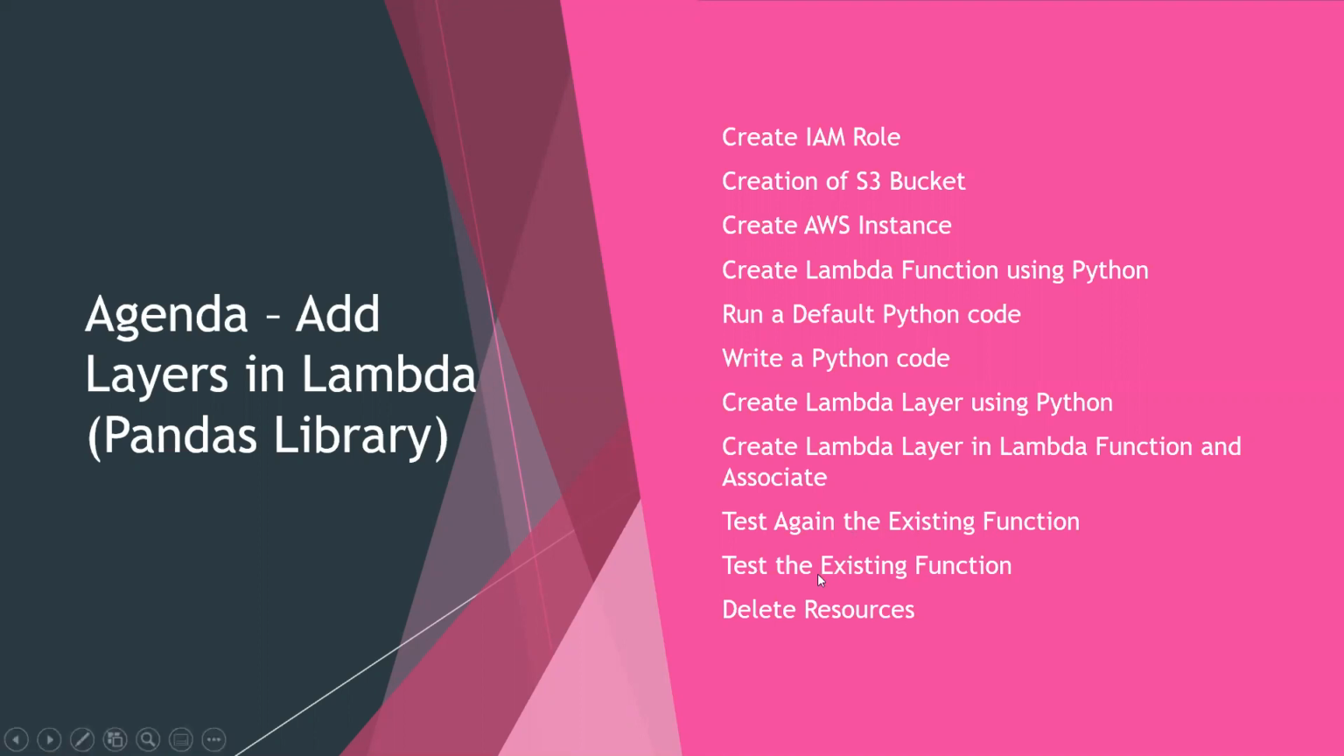and test whether it is working, because when we wrap those things, we want to check whether they are inherited in the Lambda function or not. We will test it here. And after testing these things, we will delete the resources, right?